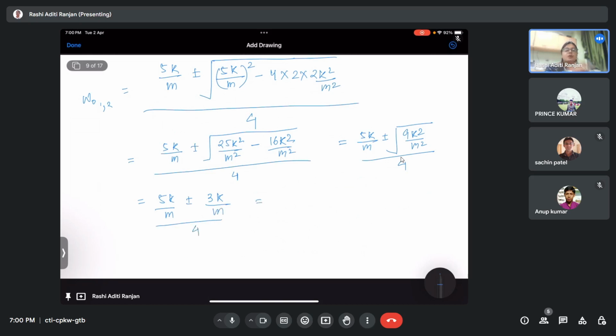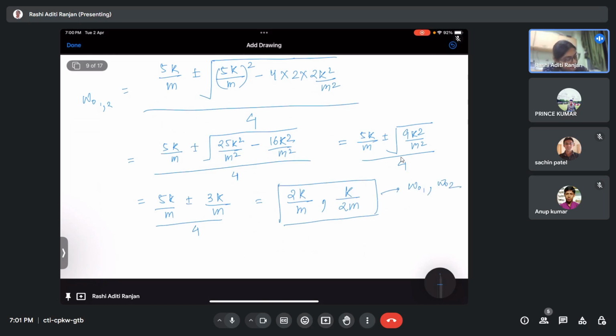So what am I going to have? 5 plus 3 will be 8. 8 divided by 4 will give me 2. So 2k by m. One option is going to be 2k by m, and the other one is going to be 5 minus 3, where I'll have 2, and 2 divided by 4 would be half. So it will be k by 2m. So here I got the values of omega naught 1 and omega naught 2.